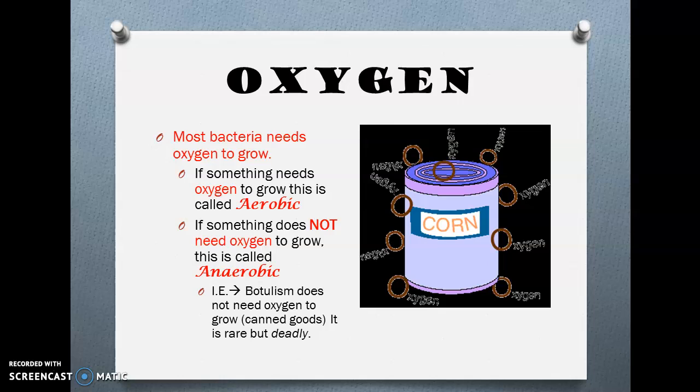When we discussed foodborne illnesses and you guys shared the foodborne illnesses that you researched with your Eagle brothers, one of those foodborne illnesses was botulism. Botulism is a foodborne illness that does not need oxygen to grow because it's produced within canned foods. It definitely is rare, but it is also fatal, which means it's deadly if it happens to be contracted by someone. Let's move on.